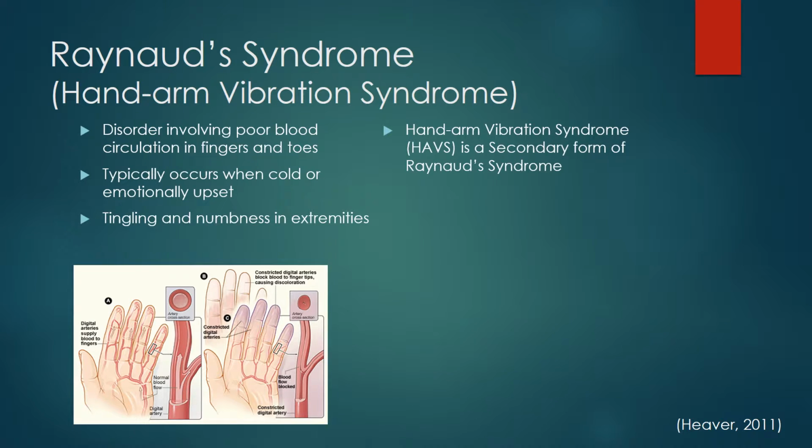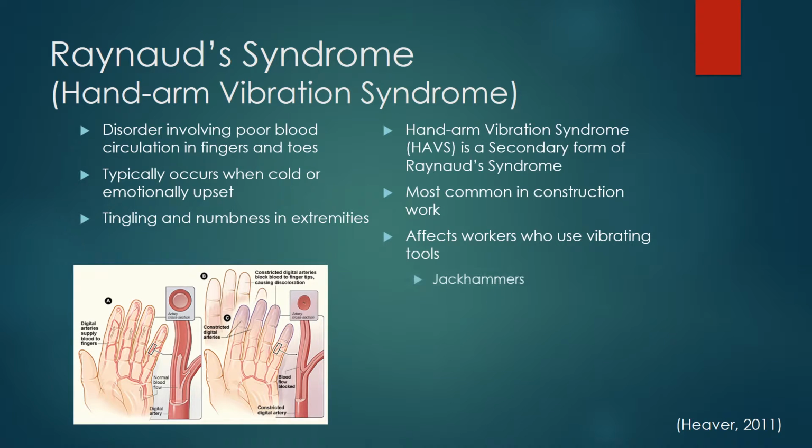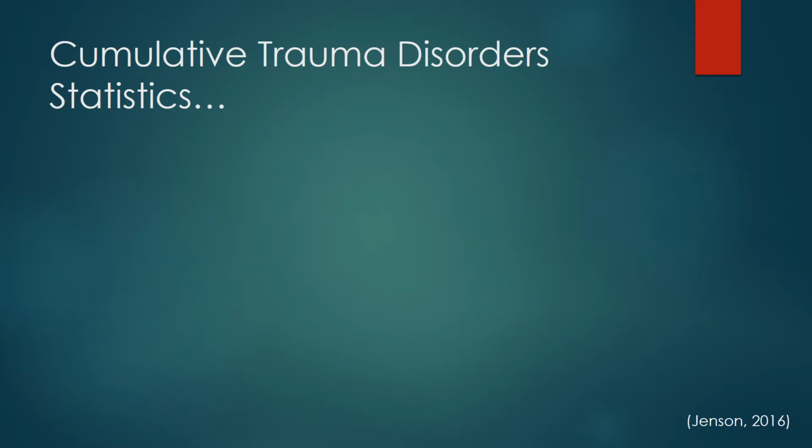Hand-arm vibration syndrome is a secondary form of Raynaud's syndrome. Most commonly seen in construction workers, vibrations by power tools cause the arteries to constrict and decrease blood flow. This is commonly seen in construction workers using vibrating tools such as jackhammers, pneumatic drills, impact wrenches, and chainsaws. This particular cumulative trauma disorder is especially dangerous as it is potentially a chronic and disabling disorder that could cause workers to lose the use of their fingers.